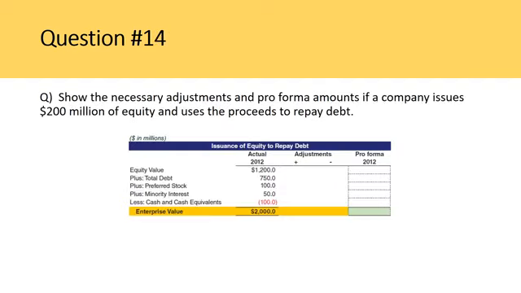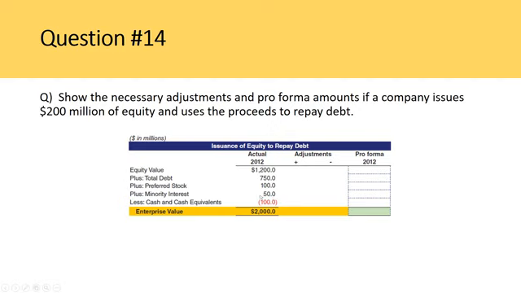Question 14. Show the necessary adjustments and the pro forma amounts if a company issues $200 million of equity and uses the proceeds to repay debt. So this is an enterprise value question, and it perfectly displays number-wise how enterprise value is unrelated to the capital structure. So in this case, the company issues $200 million in new equity. So it raises that money and then uses it all to pay down debt.